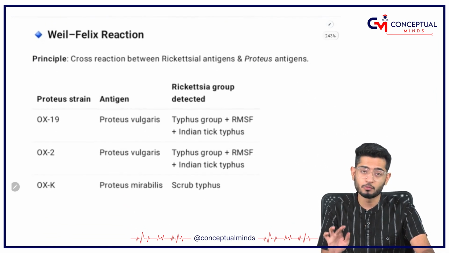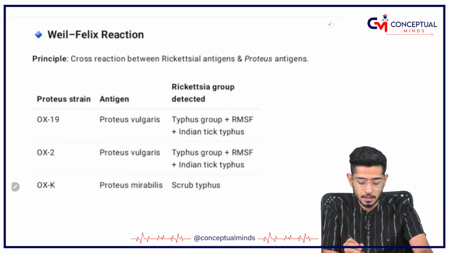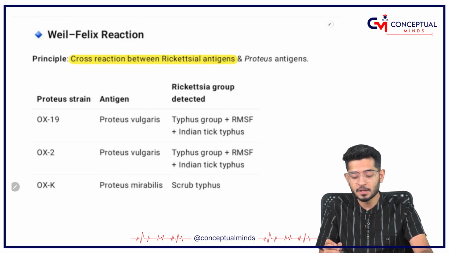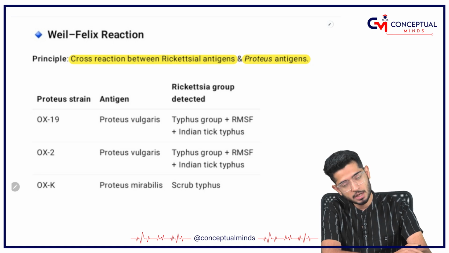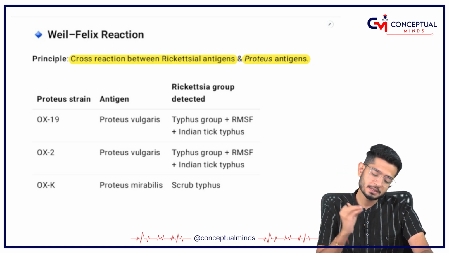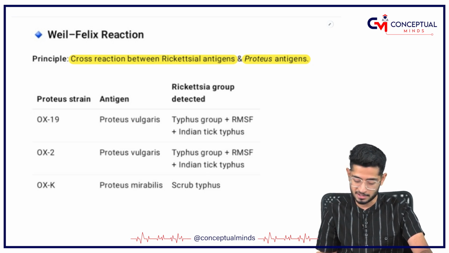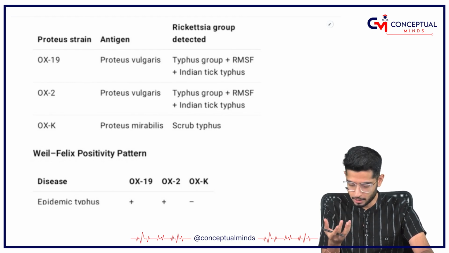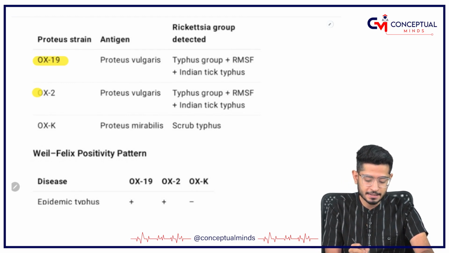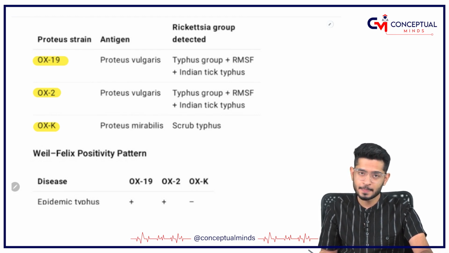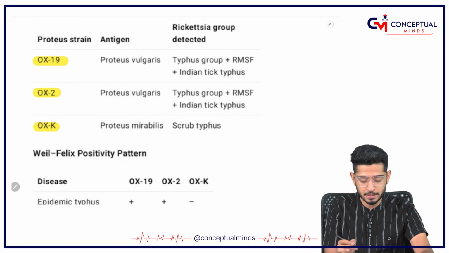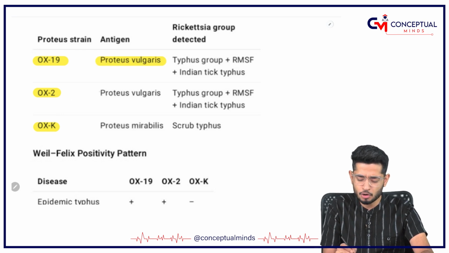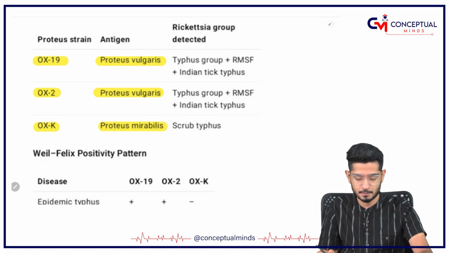This is very important, the Weil-Felix reaction. What is the Weil-Felix reaction? It is a cross reaction between the rickettsial antigen and the Proteus antigen. So you have Rickettsia, you have Proteus, and there is a cross reaction between the rickettsial antigen and the Proteus antigen. How? Let us see. Proteus mirabilis is also an organism, and Proteus has OX19, OX2 and OXK strains. OX19 belongs to Proteus vulgaris, OX2 also belongs to Proteus vulgaris, and OXK belongs to Proteus mirabilis.